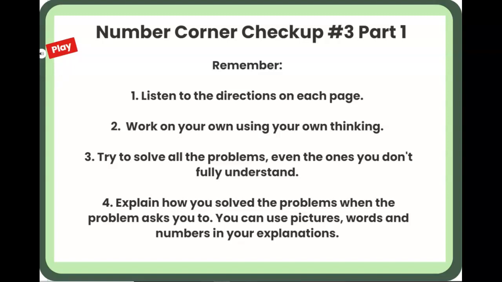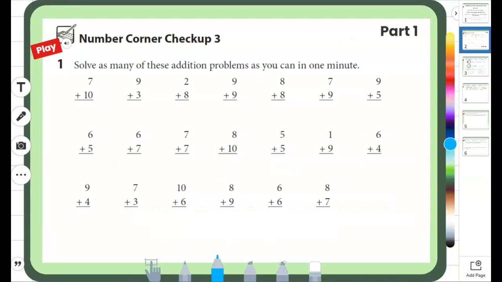Let's look at our first part of our checkup. Number 1 is asking you to solve as many of these addition problems as you can in 1 minute. You can use the clock app on your iPad to set a timer for 1 minute. You may need an adult to help you set this timer. Make sure that as soon as the timer goes off, you stop working on these problems. I even want you to put a red mark right after your last problem.